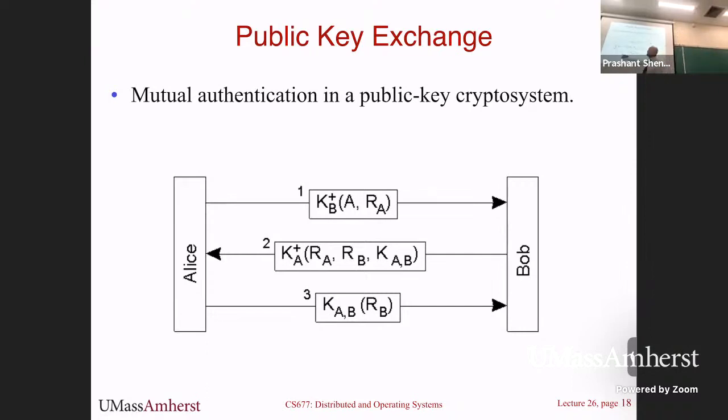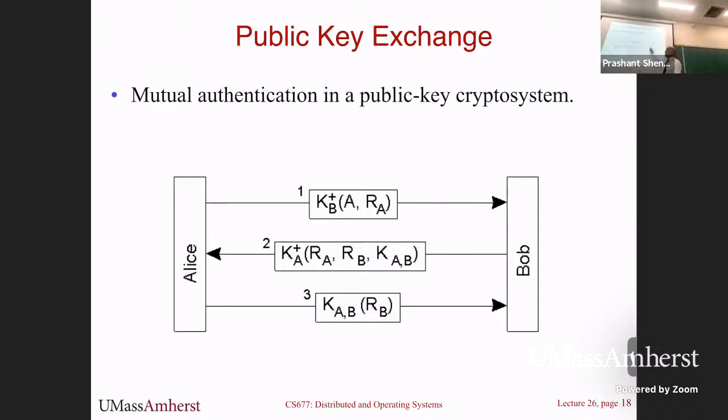Okay? Alice is going to send a message to Bob saying, I'm Alice, here is a nonce. Okay? So this RA is a nonce. That just means it's a once in a lifetime number. And both of those pieces of information, I'm Alice, here is a nonce, are encrypted with Bob's public key. Okay? So that's this key here, K B plus. That's Bob's public key. So only Bob can decrypt this message, because only Bob has the private key.